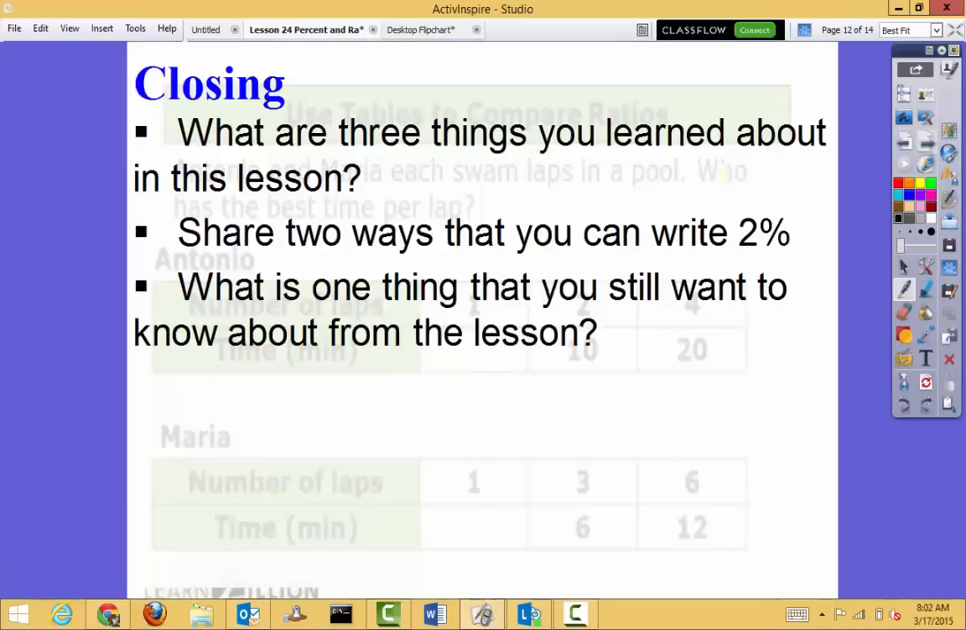Alright, we're almost finished. So closing, what are 3 things you learned about in this lesson? Share 2 ways that you can write 2%. And what was one thing that you still want to know about from this lesson?